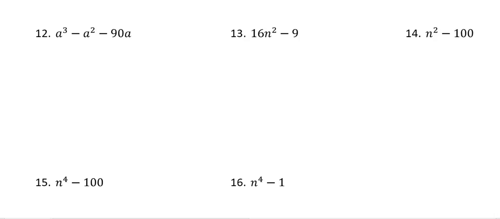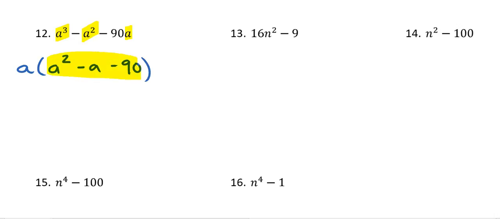Alright, question number 12. For question number 12, I notice I have 3 a's there, 2 a's there, and 1 a there, so the maximum number of a's I can take out is just 1. If I take out 1a, I have a squared left minus a minus 90. Once again, all we're doing is dividing by the GCF each time, and that will give us the expression in the brackets there. After this, our next job is I need to factor this inside term here.